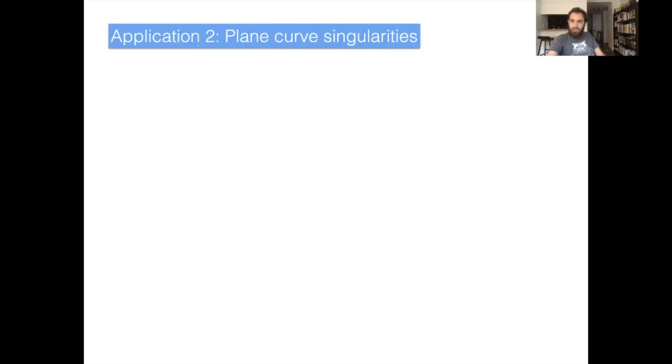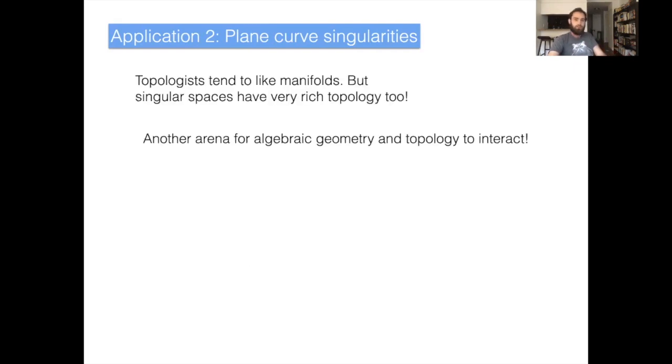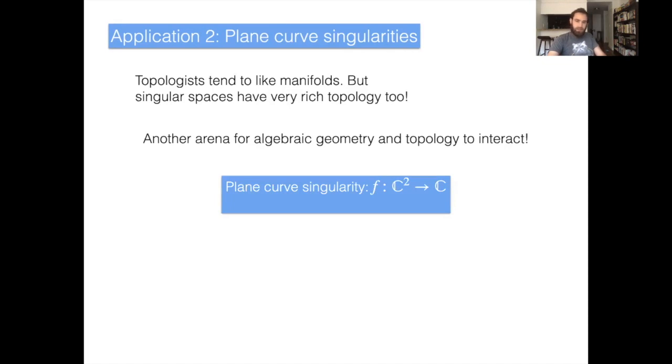The second application that I want to talk about is the work I did with Pablo, and this is an application to a different topological problem, plane curve singularities. So I want to very quickly summarize the theory of singularities. So what is a plane curve singularity? Technically it's a germ, but I'm going to ignore this.